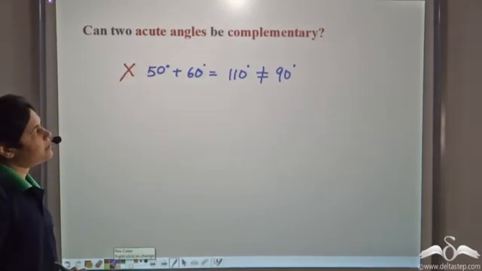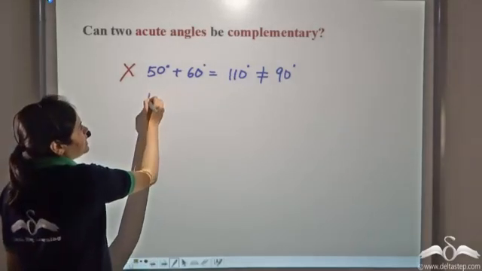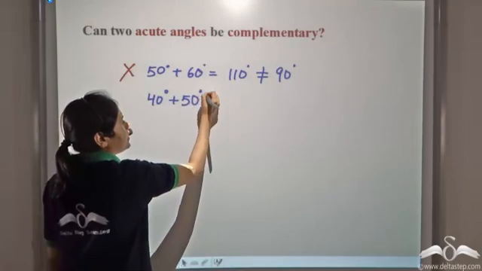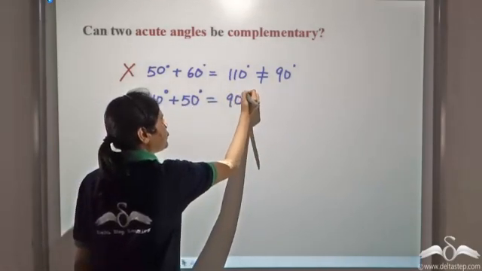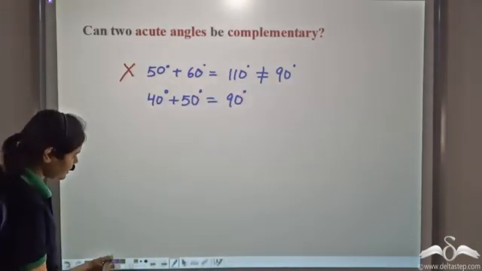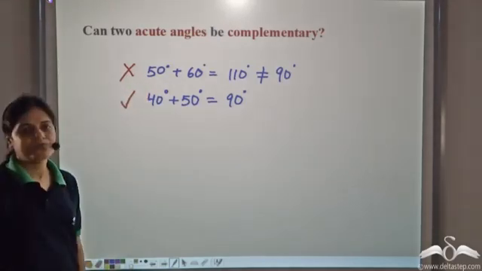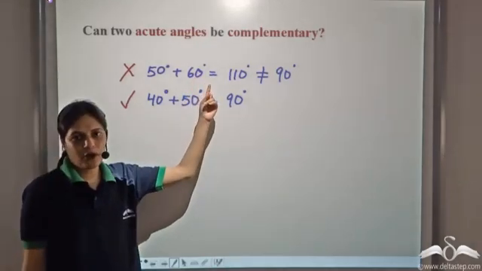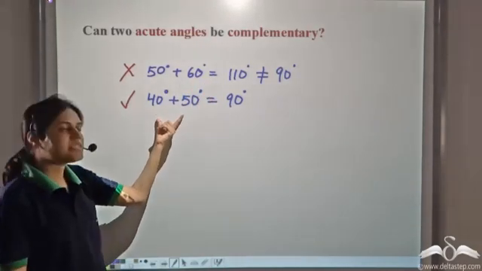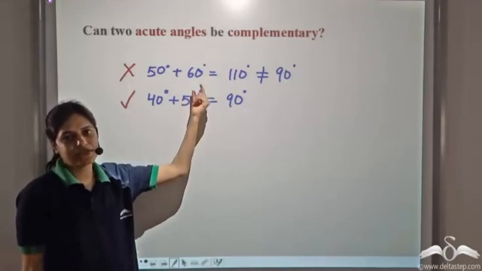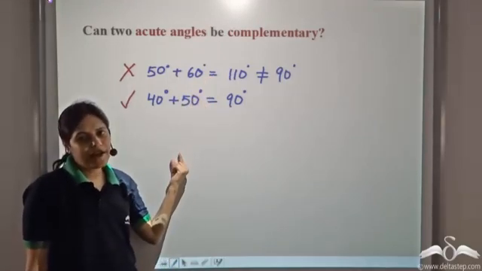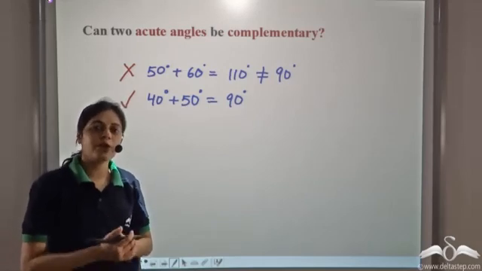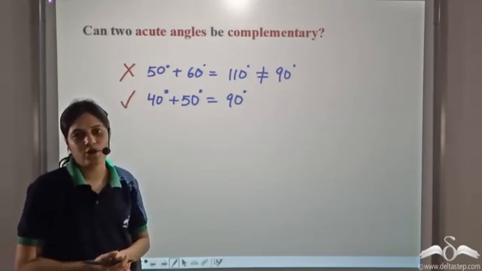Let's take another pair. Say I take 40 degrees and 50 degrees. They add up to 90 degrees. So these are complementary angles. So acute angles may or may not be complementary. In some cases they are, in some cases they are not. So if we have two acute angles, we cannot say for sure whether they will be complementary or they will not be complementary.